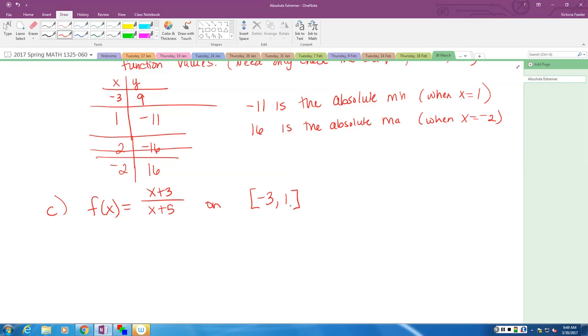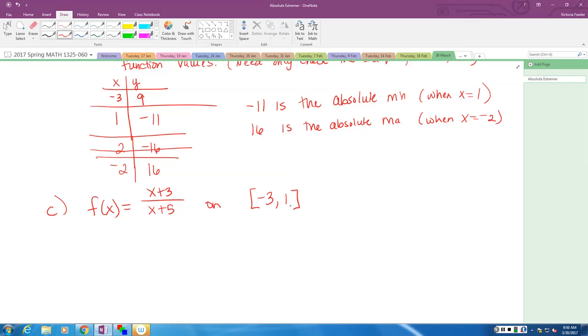Things you're thinking about right away are using the first derivative, finding those critical numbers, testing the endpoints. But am I guaranteed an absolute max and absolute min? How do you determine if you're guaranteed it? By the extreme value theorem, which says it has to be continuous on a closed interval. I know I have a closed interval. Is this rational function continuous? No, it has a discontinuity where? When x is equal to negative 5.